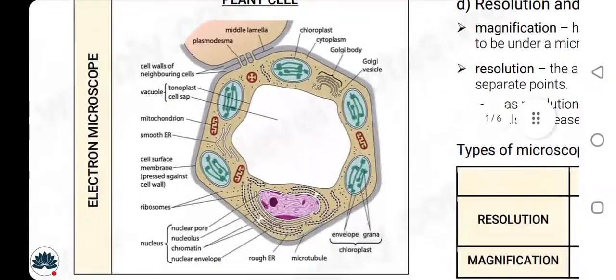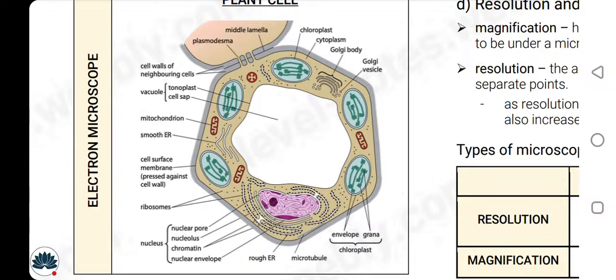Here in the plant cell, what is new to you? Yes, the Golgi vesicle, the Golgi body, cytoplasm, chloroplast, middle lamella, plasmodesma, cell walls of neighboring cells, and the vacuole, which consists of the tonoplast as membrane and cell sap, and mitochondrion. All right, and what is important is the smooth endoplasmic reticulum. What is endoplasmic reticulum, we will be learning in this video. Plus there is the cell surface membrane, ribosomes, which I was speaking of continuously, nucleus, and rough endoplasmic reticulum.